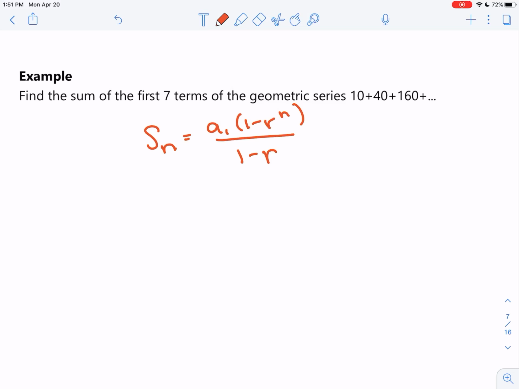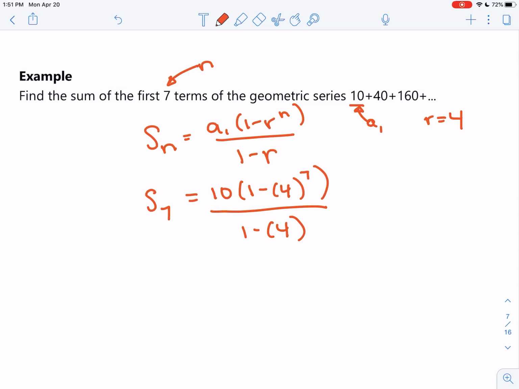Okay, all right, so do we know a1? Yep, that is 10, right? Do we know r? Yeah, we're multiplying by 4 each time. And what is n? N is 7. So if I want to find the sum of the first 7 terms, that's going to be the first term, 10, times the quantity 1 minus 4 to the 7th, all over 1 minus 4. And I'm being really pretty picky with parentheses here because this is going to be important, especially if r is negative. And from here, you can plug it into the calculator just like that, and you're going to get 54,610.